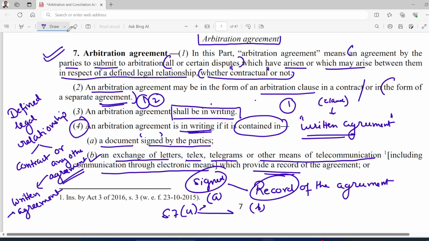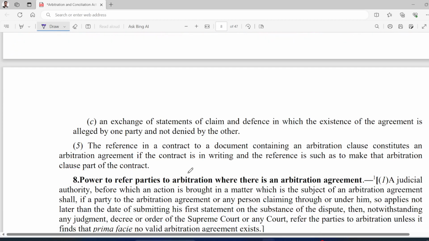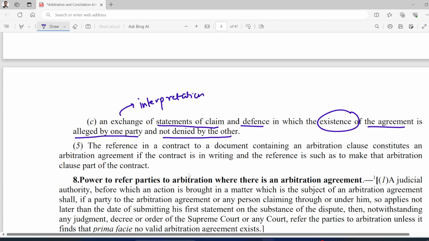Moving further ahead, we'll find that there is also a third component: an exchange of statements of claim and defense in which the existence of the agreement is alleged by one party and not denied by the other. Now this is something left to interpretation, isn't it? So how to interpret it? Illustrations are the best way, so let us try to understand it by way of an illustration.